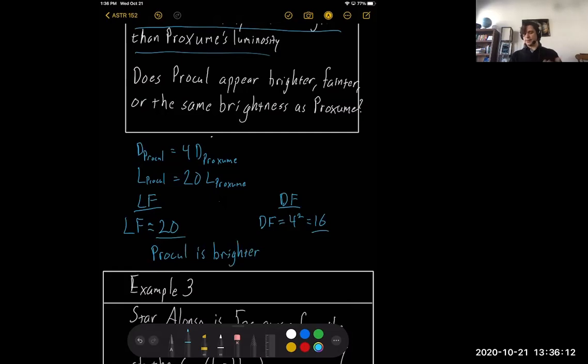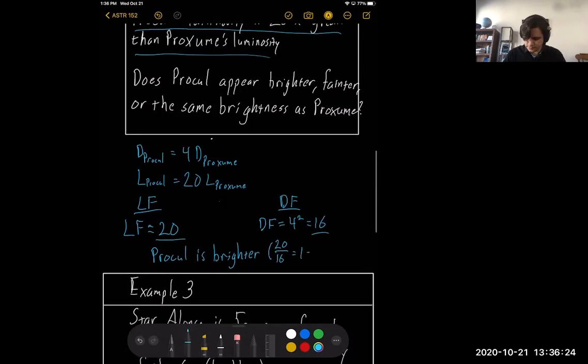And I could actually say how much brighter, because I could just compare the luminosity factor to the dimming factor. And that would be, let's see here, 1.2. So it's 20% brighter. It's 1.2 times the apparent brightness. And no, I can't do math. 1.25. 20 divided by 16 is 1.25. Sorry, I even make mental math mistakes sometimes.